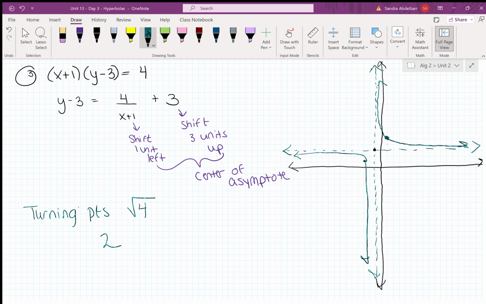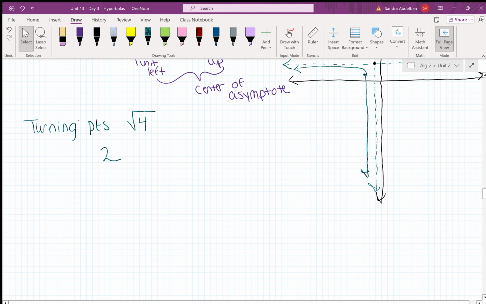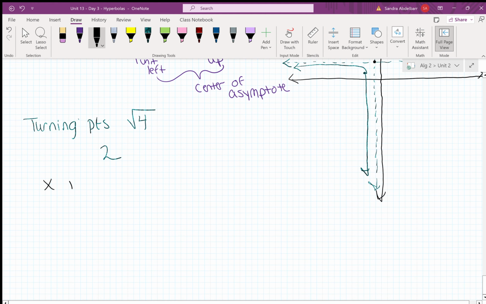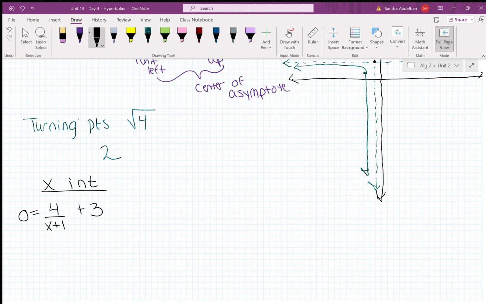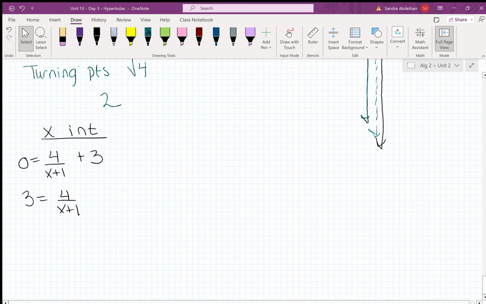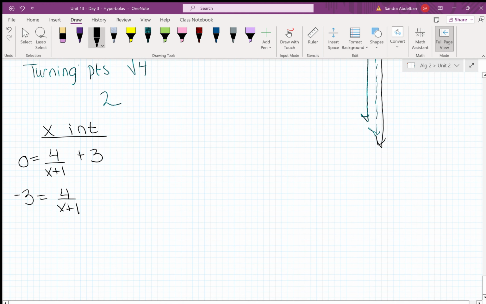So it would be fair game for me to ask you, what are the x and y intercepts here? Do we want to go through that? How would we find it? All right, let's find the x and y intercept. Tell me, how would I find the x intercept? Set y to 0. So now we have 0 equals 4 over x plus 1, plus 3. I'm going to move the 3 over. So negative 3 equals 4 over x plus 1.